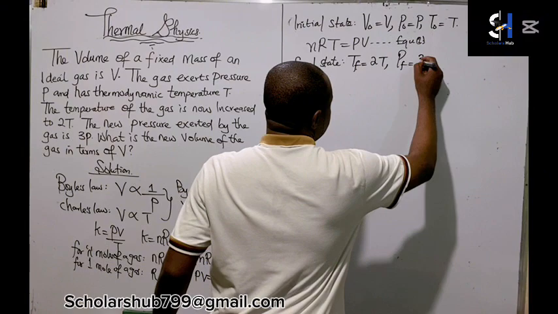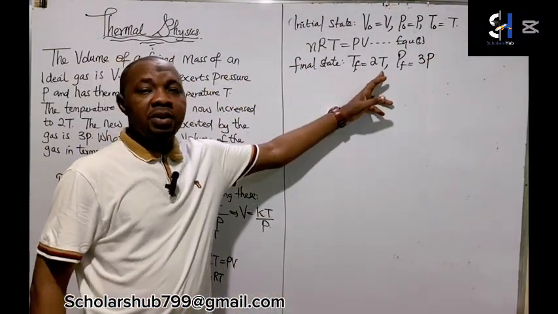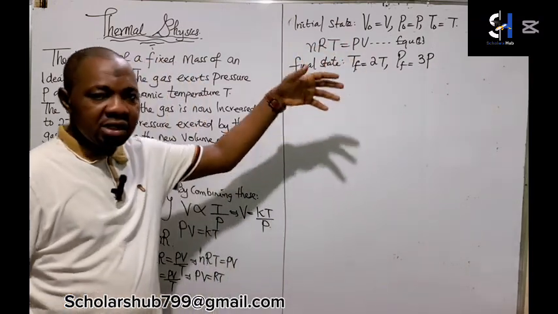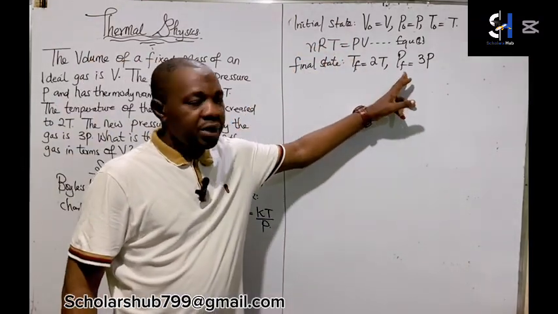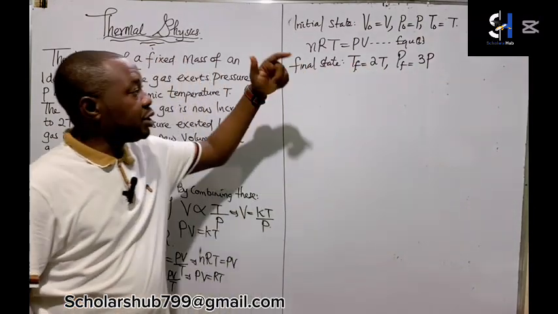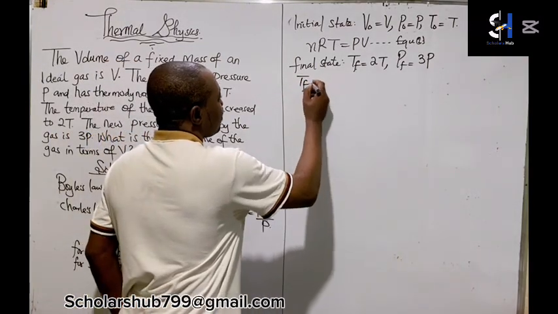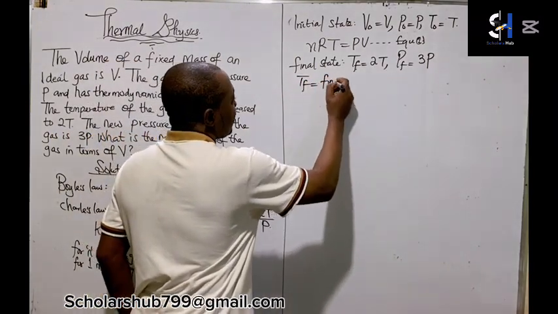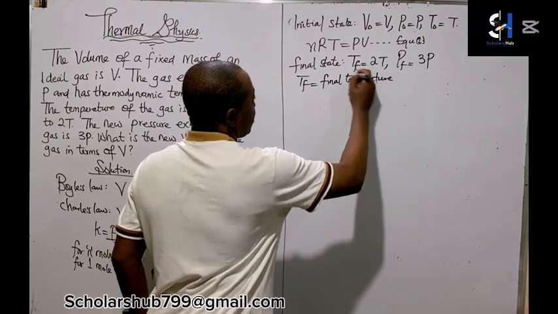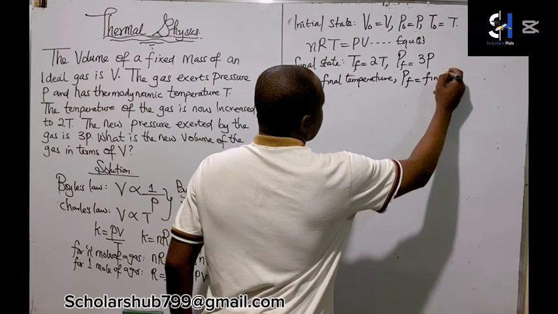It is 3P. That is, the final temperature is 2 multiplied by the initial temperature, or the temperature in the initial state. Then the final pressure is equal to 3 multiplied by the pressure in the initial state as well. Remember, TF represents the final temperature, that is the final thermodynamic temperature, and PF represents the final pressure.